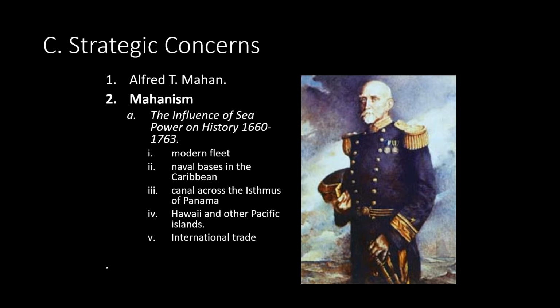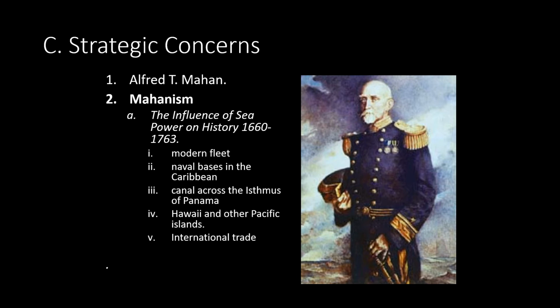First, a modern fleet. An expanded modern navy needed to be built of steel. There was a need to establish naval bases in the Caribbean. This would help protect the United States due to the European powers expanding in the Pacific along with Japan. There was also an increased demand for an isthmus canal to bring the Pacific and Atlantic coasts together.